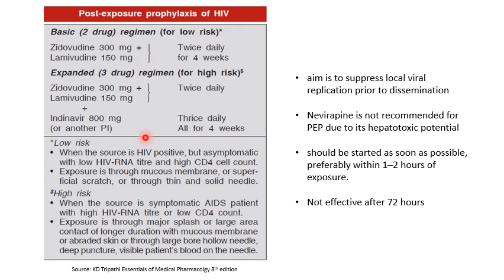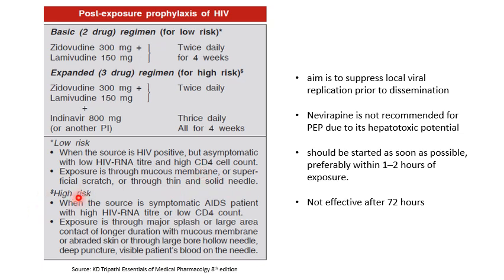So the exposure can be either of low risk or high risk. So low risk exposure means when the source is HIV positive, for example, he or she is HIV positive, but they are asymptomatic, and their HIV RNA titer is very low, and their CD4 cell count is very high. So that means they are in clinical stage 1 HIV disease. Then it is a low risk of exposure. And similarly, if the exposure is through mucous membrane or superficial scratch, okay, or through a very thin solid needle, then the exposure is low.